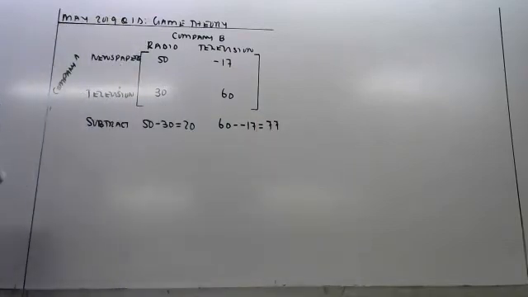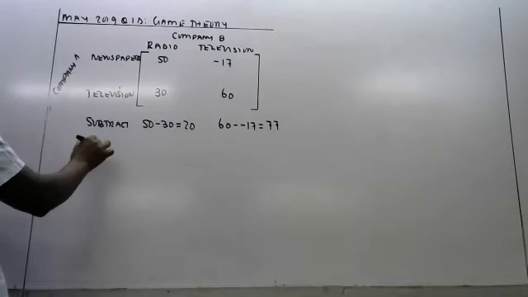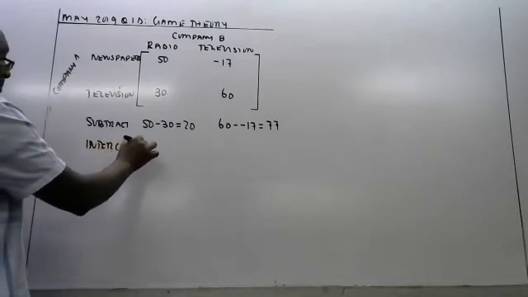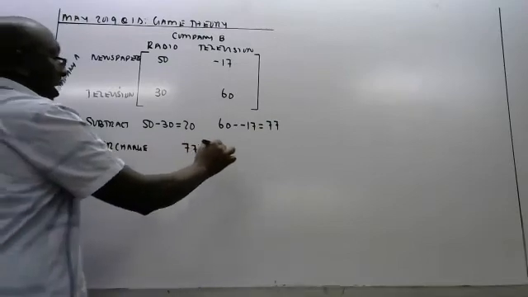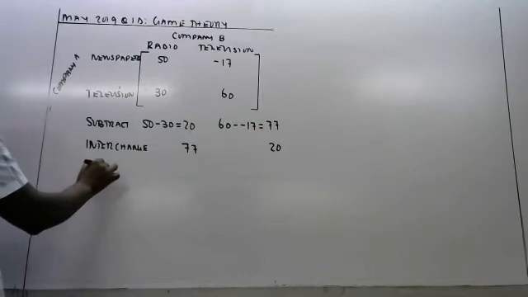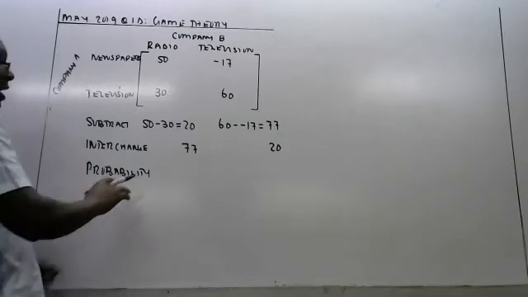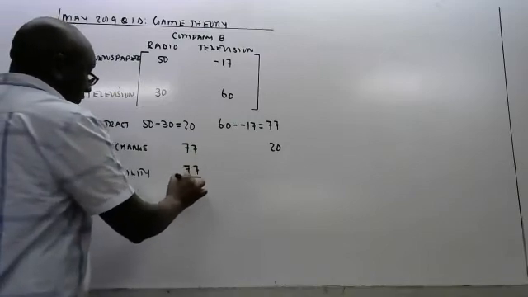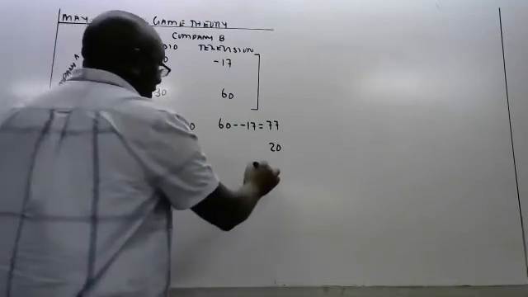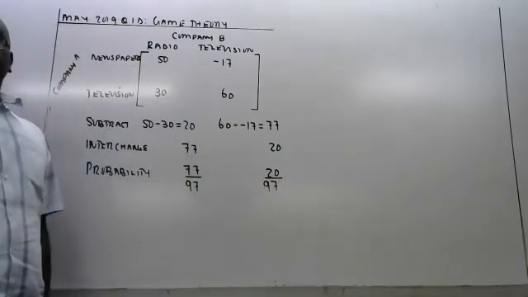The answer is 77. Then from there you interchange, so that here I have 77 and here I have 20. After interchanging, you have the probability. So the probability is 77 out of 97 when you add these two, and this other one will be 20 out of 97.